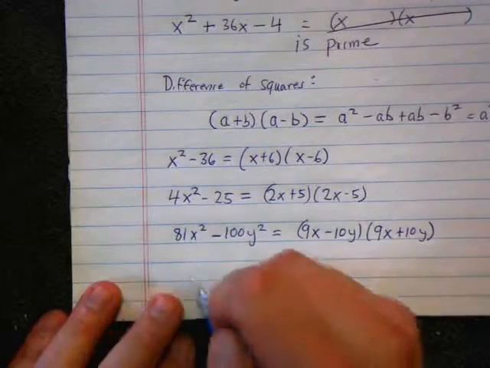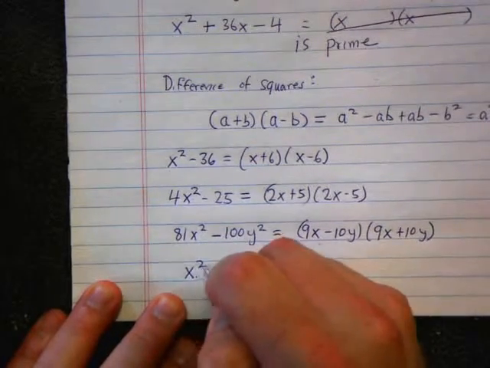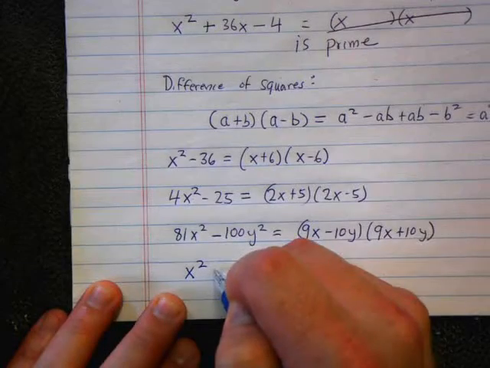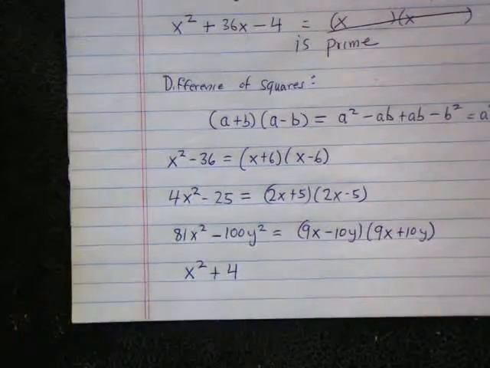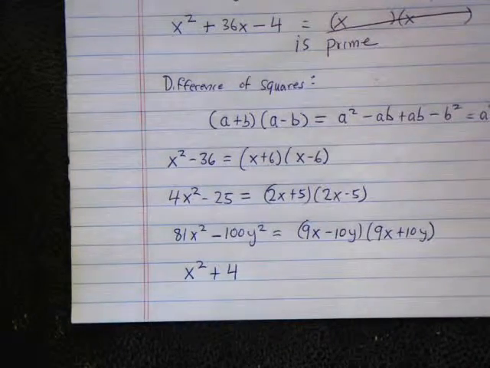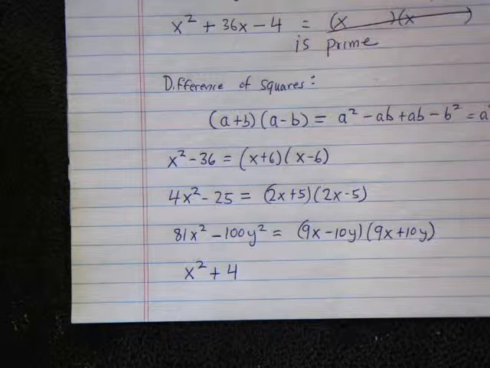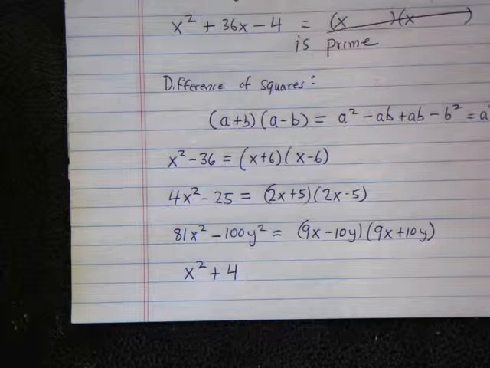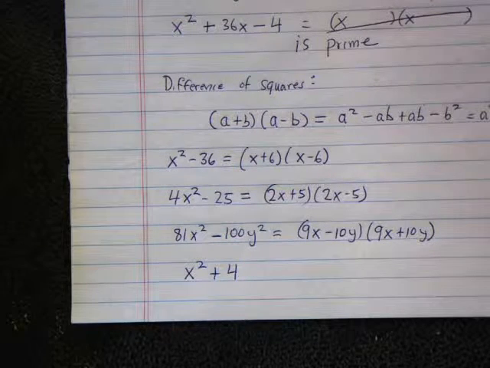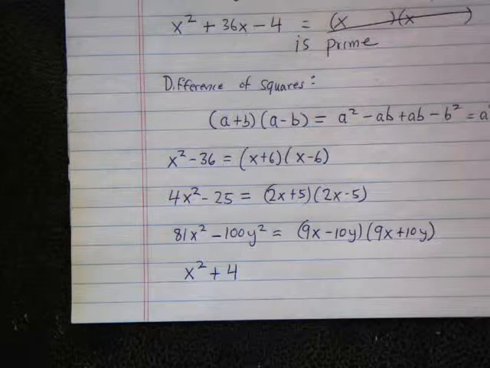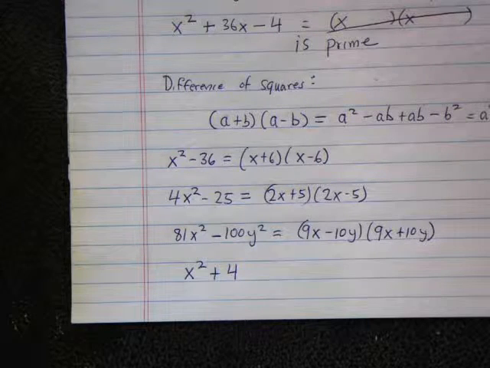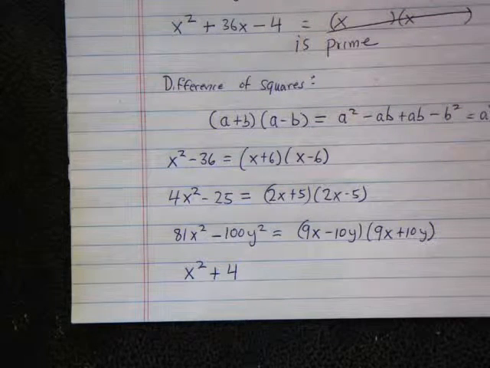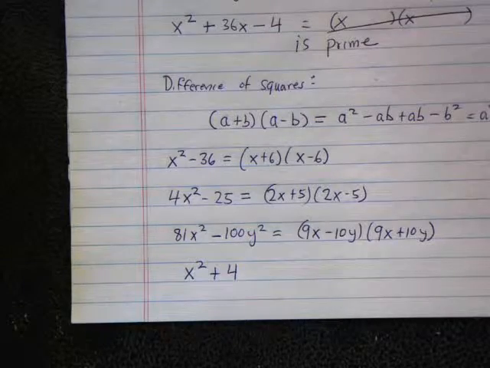All right, and my last question. What if I gave you x squared plus 4? What's that? It's not a difference of squares. Why not? It's got a plus in the middle, not a minus. How does it factor? X plus 2 squared. All right, that's a very common mistake.